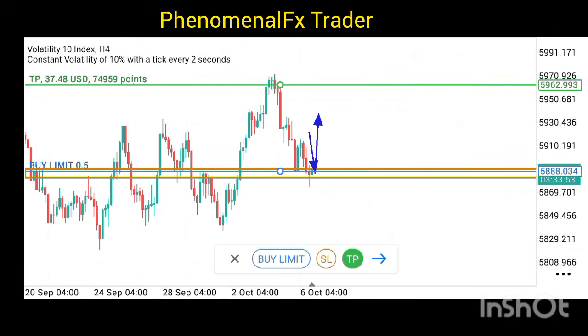And mind you, you can open more than one position, depending on your account size. If you open 10 positions, maybe increase your lot size depending on your account size, you stand a chance of making up to $1,000 just with this setup. You can make up to $500, $200 with this particular setup. So all you have to do is wait to get the confirmation.